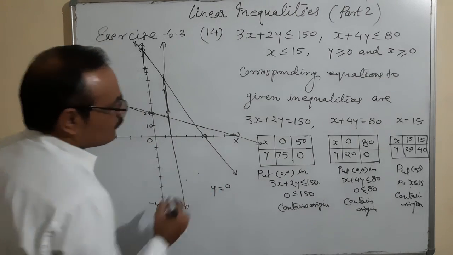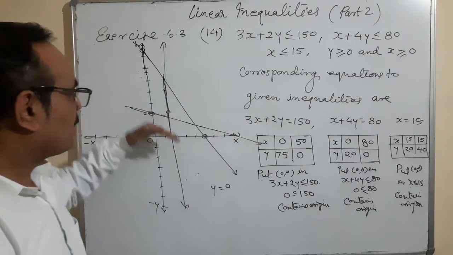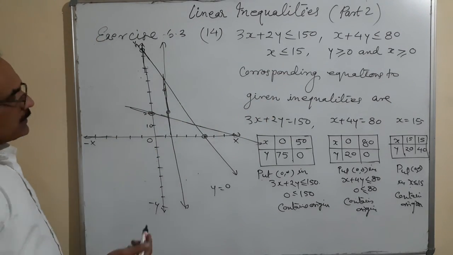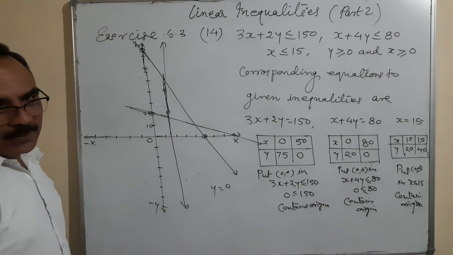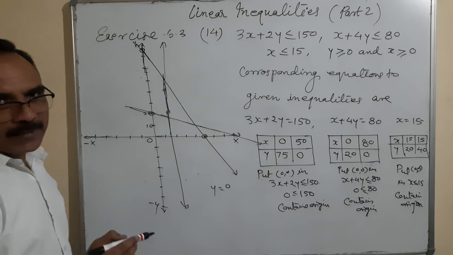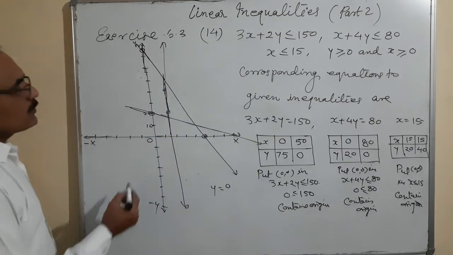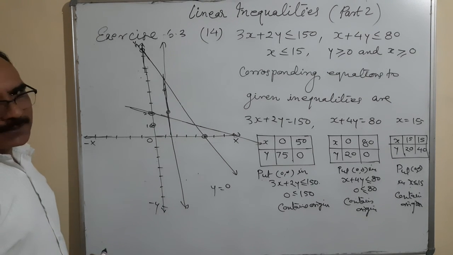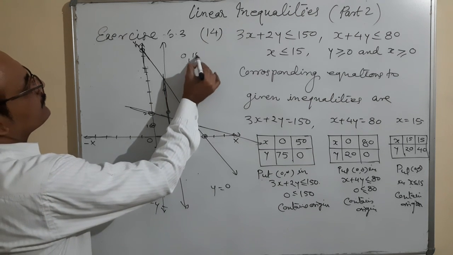Now we want to see whether the representing portion is the upper part or the lower part. For that, what should be done? The simplest way: because this line is passing through the origin, we are unable to put the origin 0, 0. We will put any other point. Suppose I put this point. The value of this point is x 0, y 10, that is 0, 10.